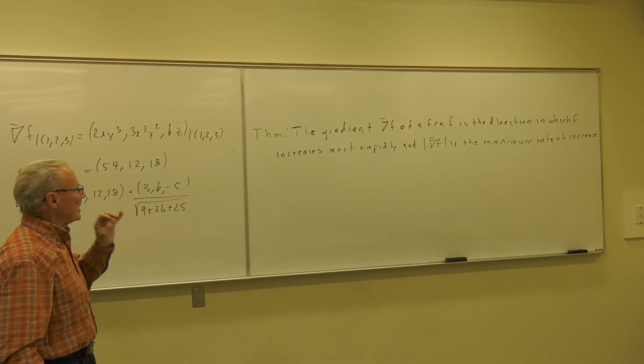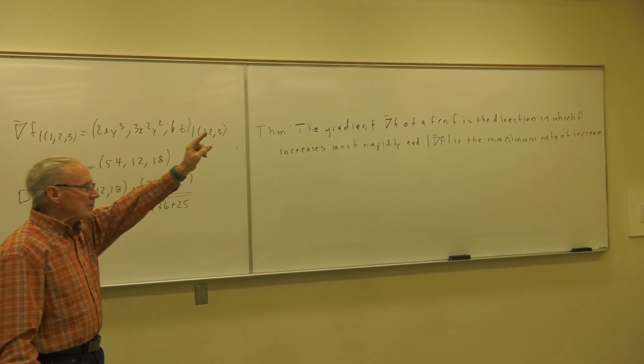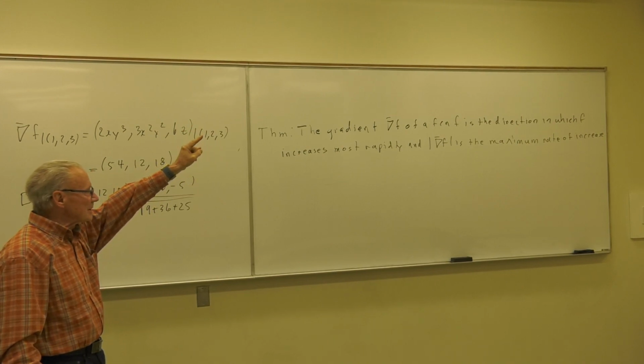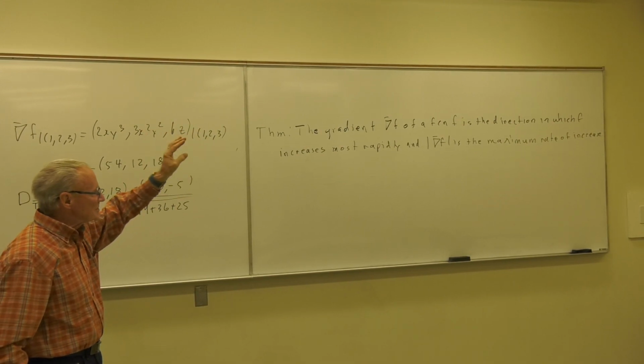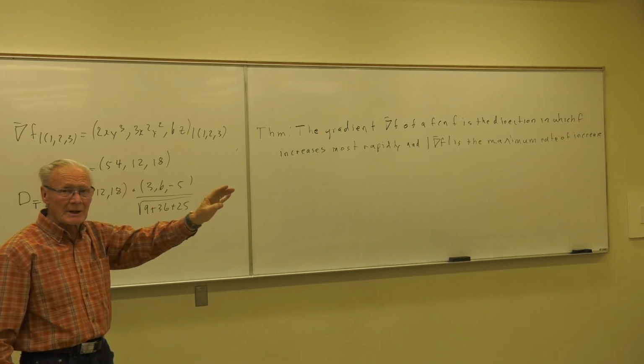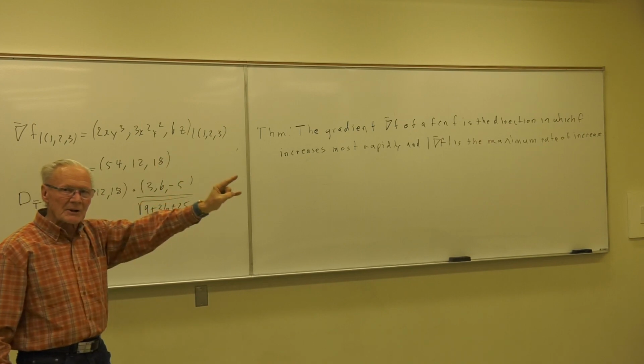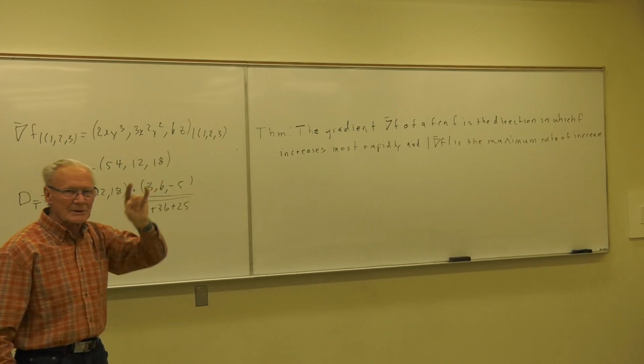If you take the gradient of a function, that direction, the gradient direction, is the direction in which the function increases most rapidly, and the rate of increase in that direction is how long the gradient is.